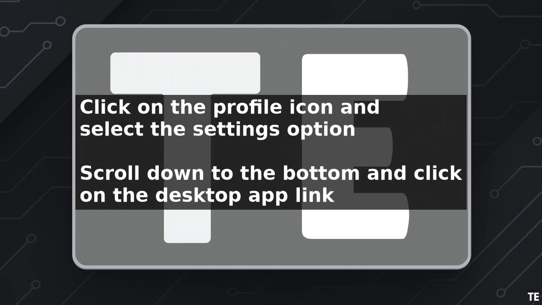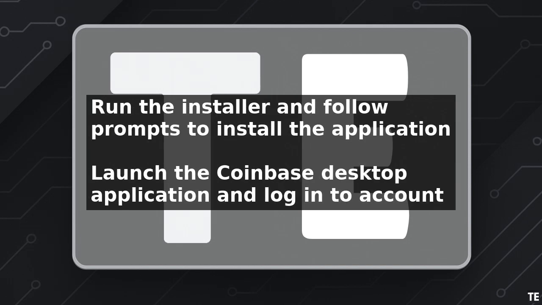In the Settings page, scroll down to the bottom and click on the Desktop app link. This will take you to a new page where you can download the Coinbase desktop application. Click on the Download button to start the download process.